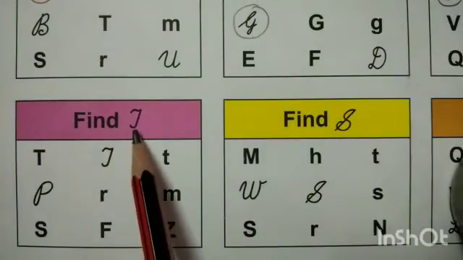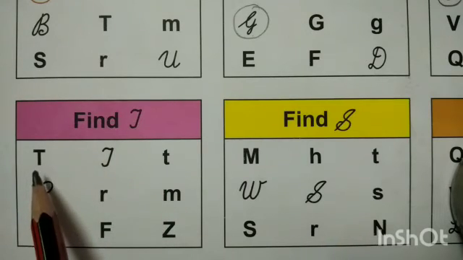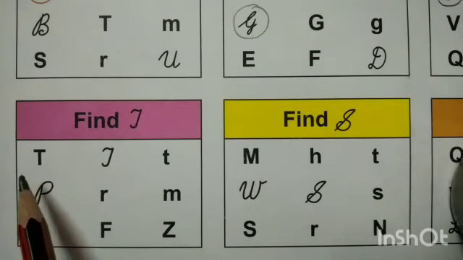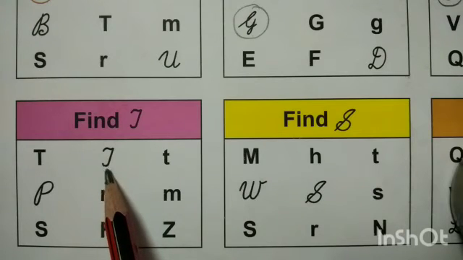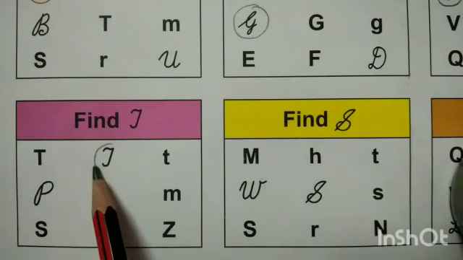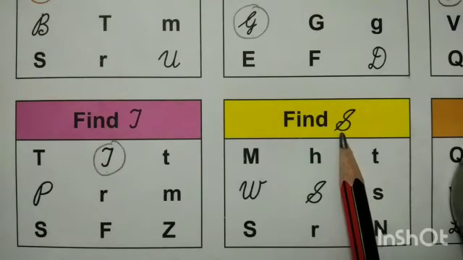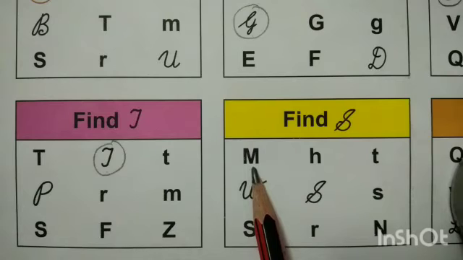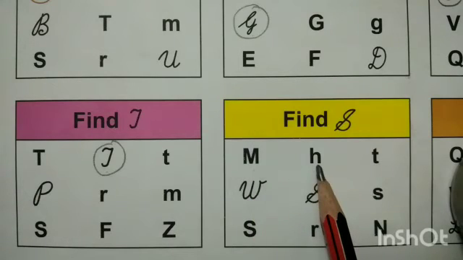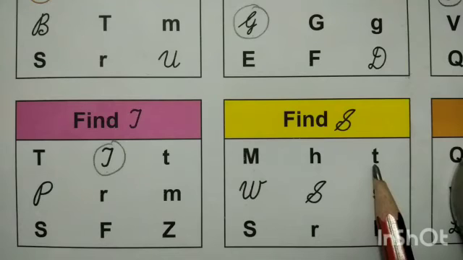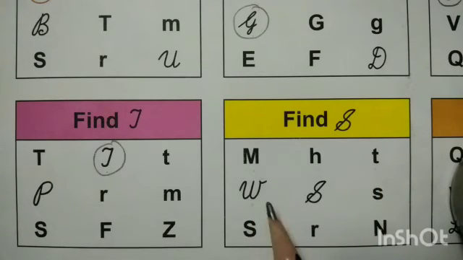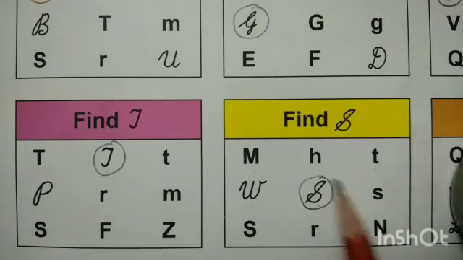Next is cursive T. Is this cursive T? No. Is this cursive T? Yes. So we will circle cursive T. Next, cursive S. Is this cursive S? No. Is this cursive S? No. Is this cursive S? Yes. So we will circle cursive S.